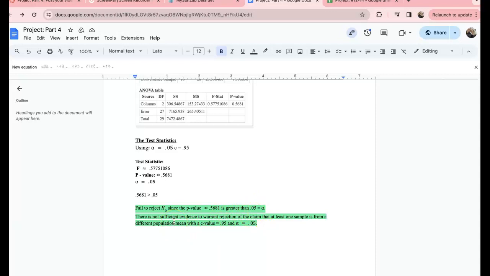There is not sufficient evidence to warrant rejection of the claim that at least one sample is from a different population mean, with a c-value equaling 0.95 and an alpha value equaling 0.05.